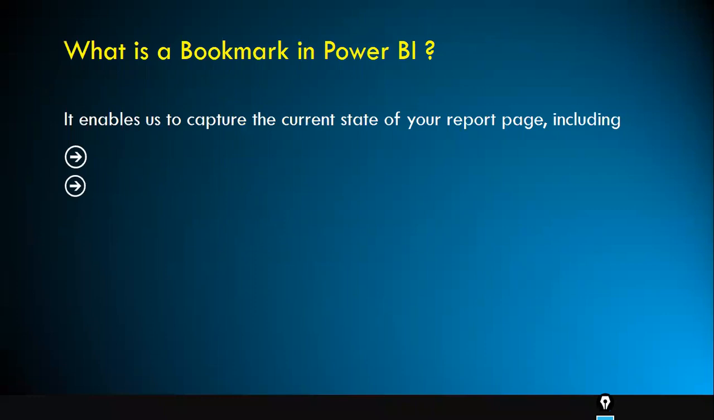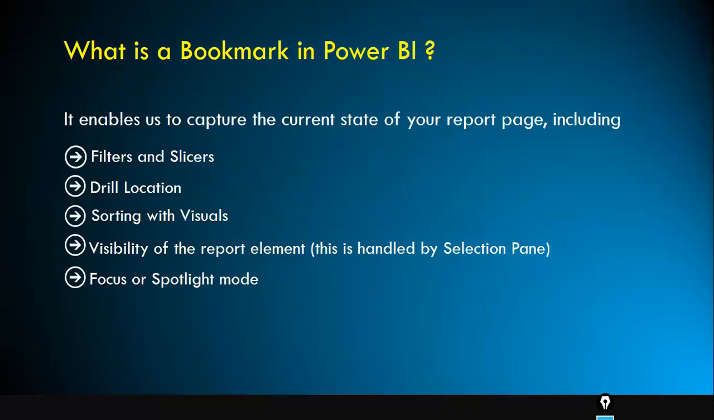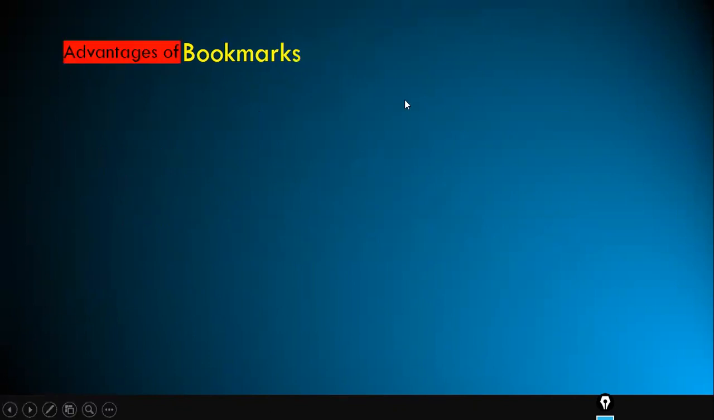Likewise, in Power BI also we can create bookmarks. It enables us to capture the current state of the report page, and it includes filters and slicers. You can take a snapshot of all these things: drill location, sorting, visual visibility of the report elements, focus or spotlight mode. We will take a look at all these now. Don't worry.